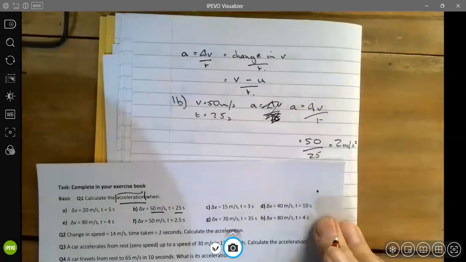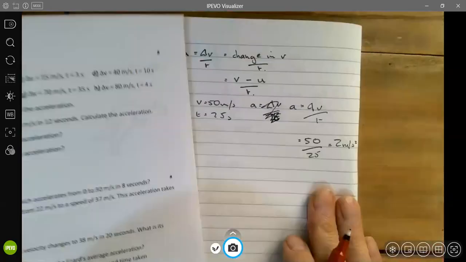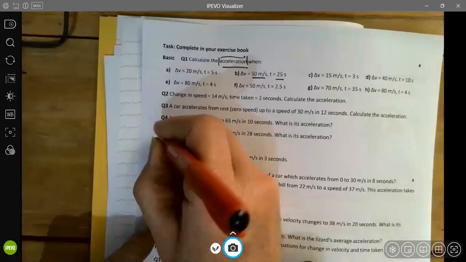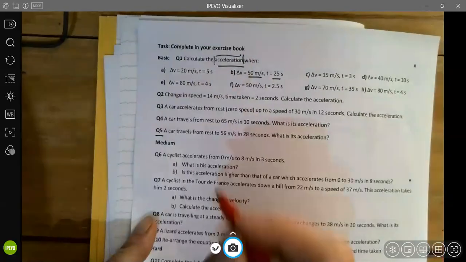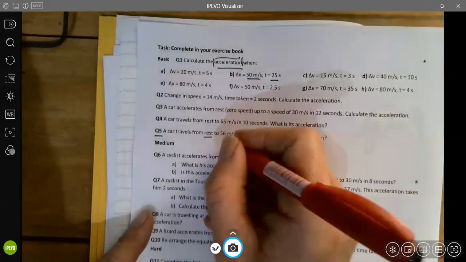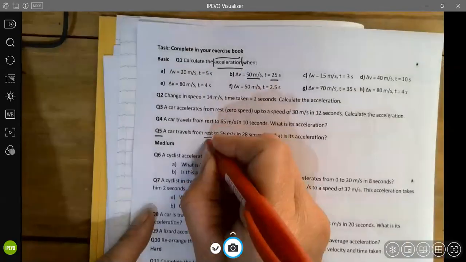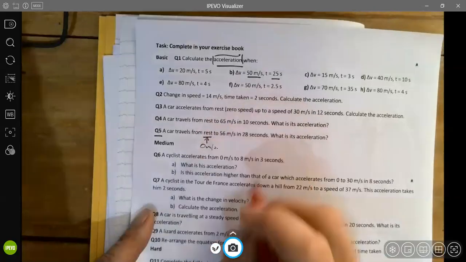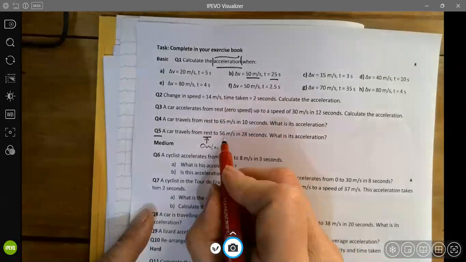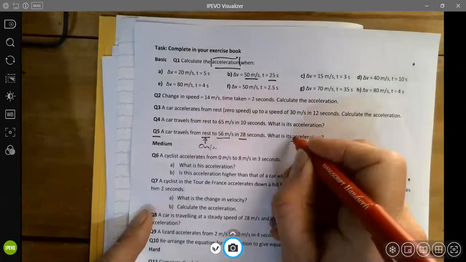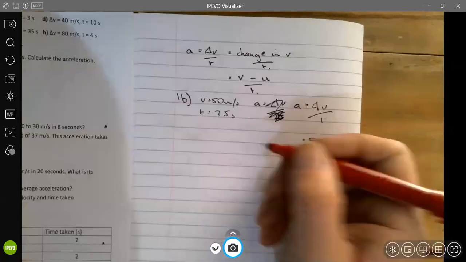So, right, now we'll just look at question 5 here. The car travels from rest. Now, I'm doing question number 5 because it's got this idea of rest in here. Well, if it's at rest, that means it's traveling at 0 meters per second. And it travels to 56 meters per second in 28 seconds. What's its acceleration? So question number 5.